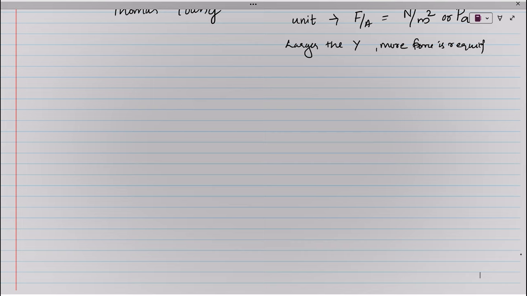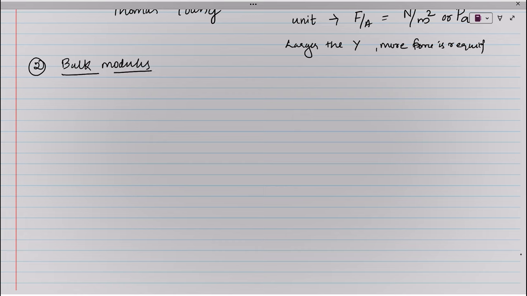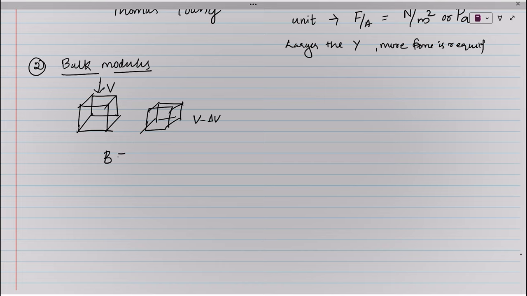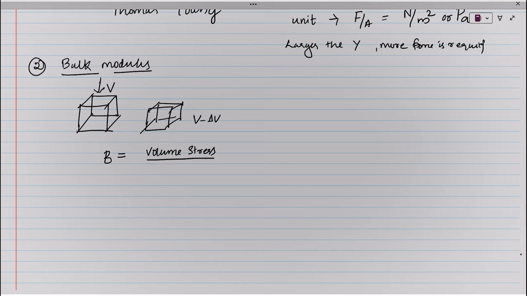Moving on to the next, that is bulk modulus. Now the second modulus is called the bulk modulus. Consider a solid having the original volume V, and on applying a force, the volume will decrease. The volume will be V minus delta V. So we can define bulk modulus as volume stress divided by volume strain.